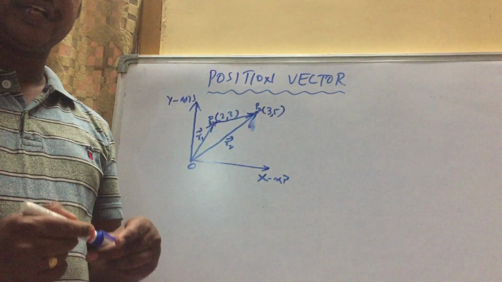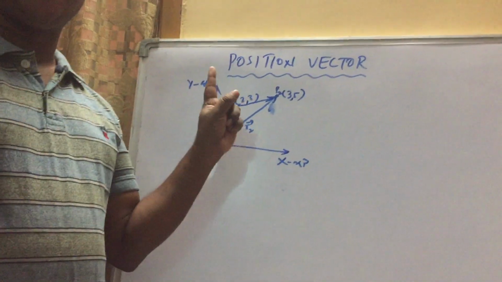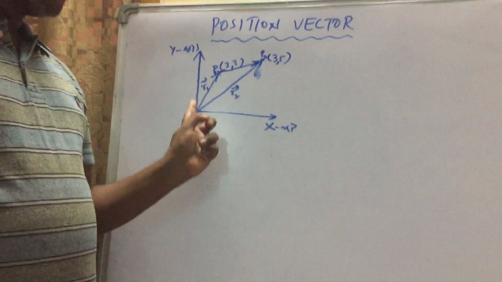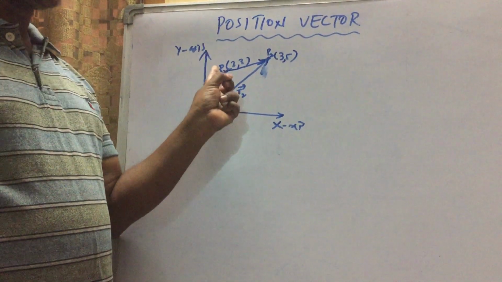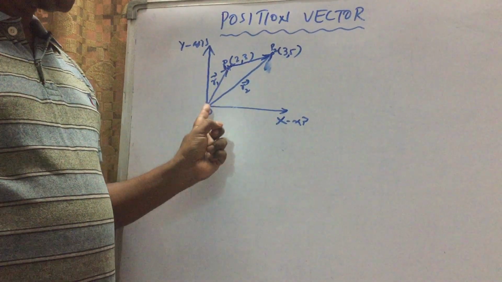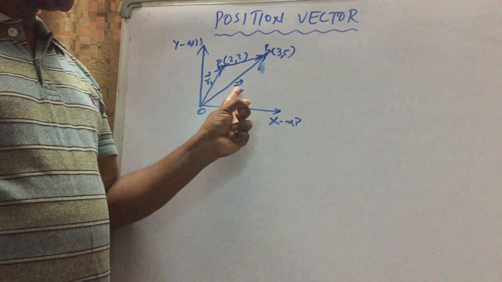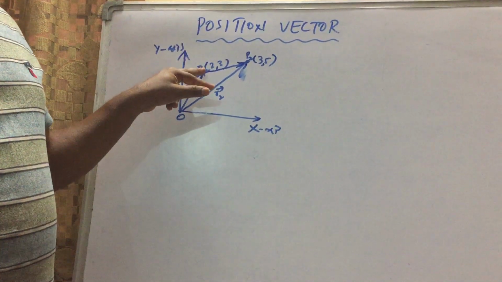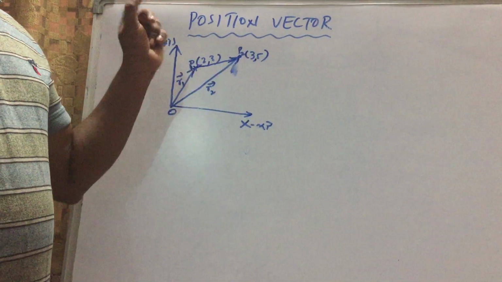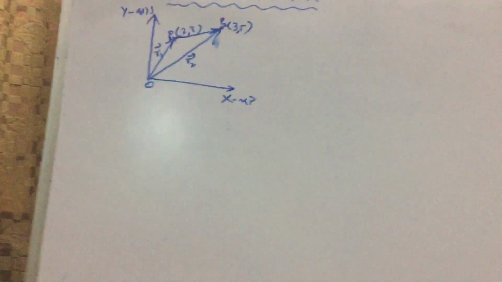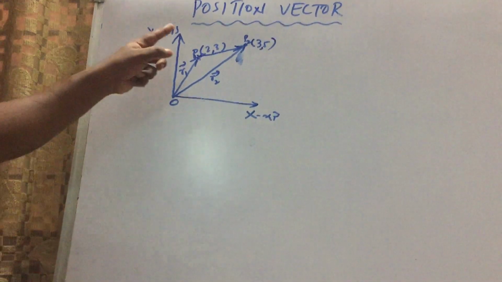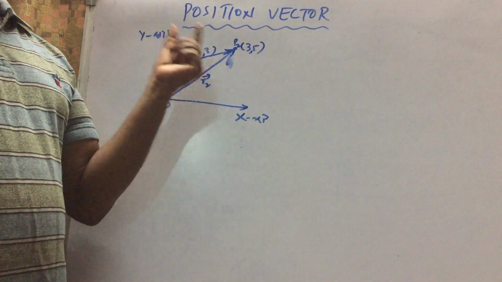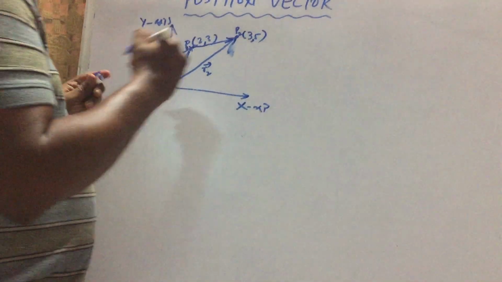Now I will repeat once again. We are assuming that a particle is at the P1 point, and from the origin to P1 is the first position vector. OP2 represents the second position vector, which has the units 3, 5. Now we can understand that the particle has migrated from P1 to P2. Our aim is to find the displacement from P1 to P2.